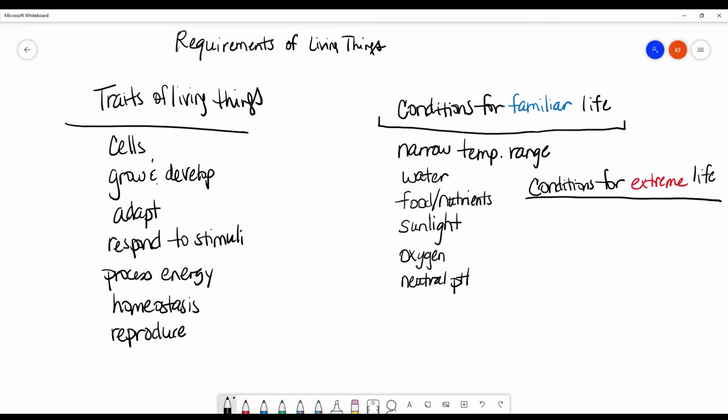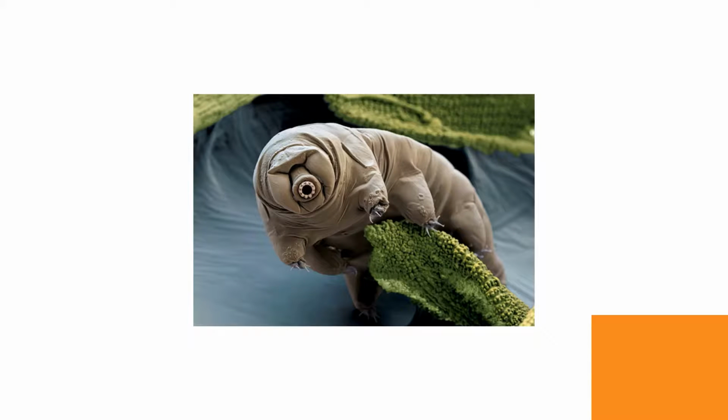All right, so I want to show you, here's a famous example of an extremophile. This is the tardigrade, also known as the water bear. These things are very, very tiny, submicroscopic. In this picture, our water bear is sitting on a piece of moss, and the little green dots that you see on its moss piece are the individual cells. So you would need a really high-powered microscope to see this.